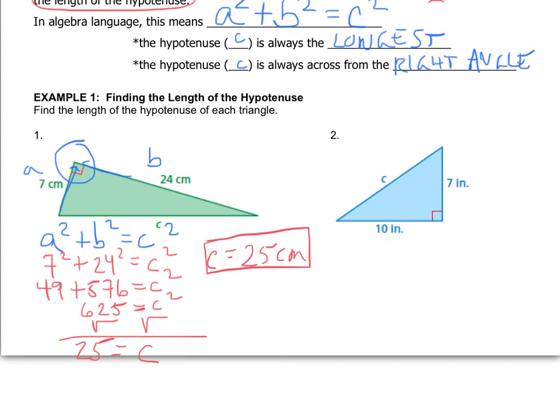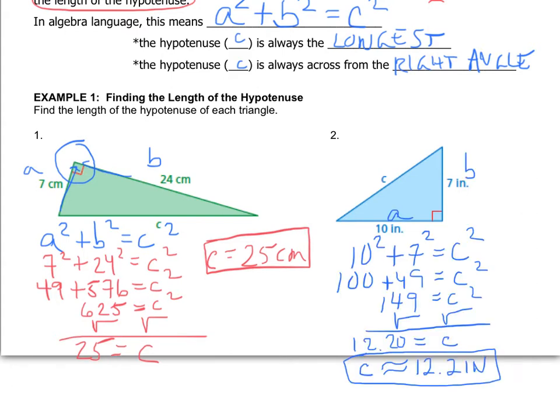So try the second one. We'll check back in 1 second with the answer. Just run through your A squared plus B squared equals C squared. So hopefully you came up with the same solution that I just came up with. If we do our A and B for our two legs, we have a 10 and a 7. We square both of those numbers and add them together to get 149. Then we take the square root of both sides so that C squared becomes C, and we get approximately 12.2 inches.